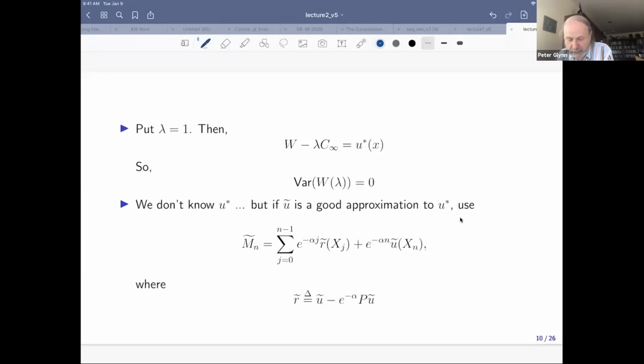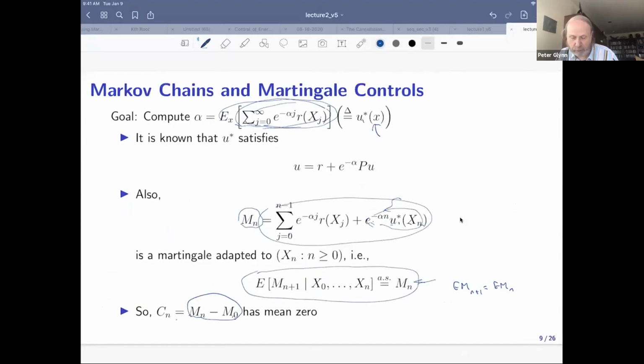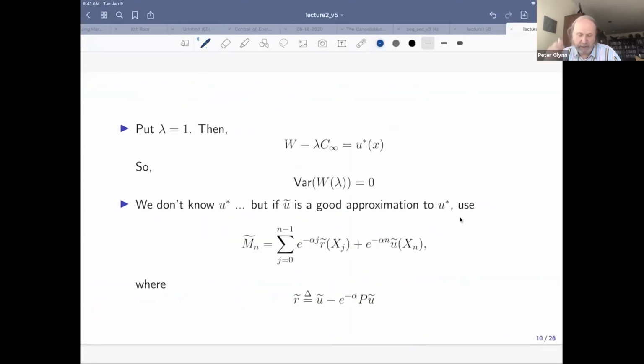It would be great if you could actually apply this in practice, but of course you can't, because you don't know the u star of x function. After all, the u star of x function is what we're actually trying to compute with this simulation. But what this suggests, and this is a philosophy that we will use at least one more time in this talk, is that if you don't know something, at least hope that you can find, for example, an approximation to that u star and use that instead. So what this analysis suggests is let's try to find a u tilde that's a good approximation to u star.